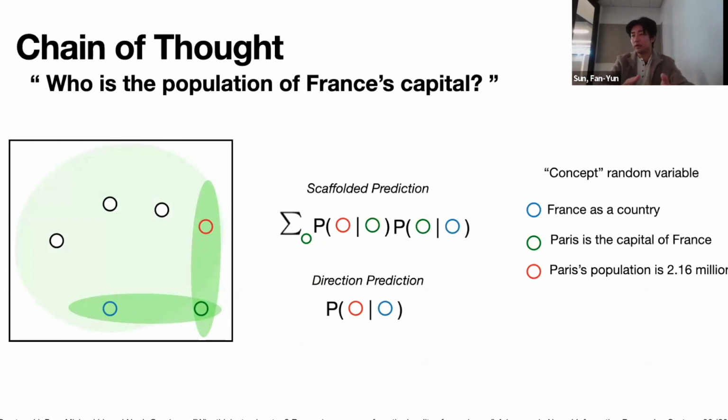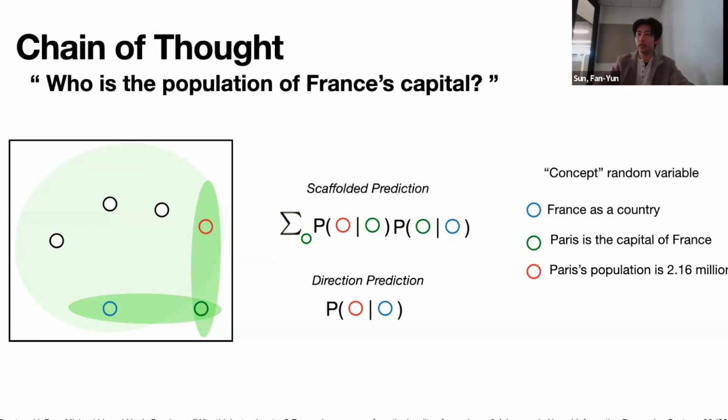The framework that I introduced can also easily be used to explain chain of thought. In this example, we're trying to answer, what is the population of France's capital, for example. We want to make a direct prediction from the blue node to the red node in this graphical model, and maybe they're linked together weakly by some implicitly learned potential functions, but the potential functions may be very weak, so you can't really make this one-step inference.